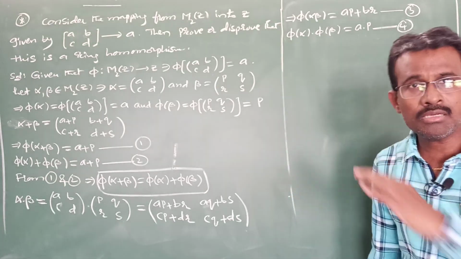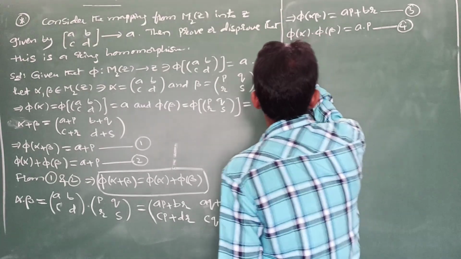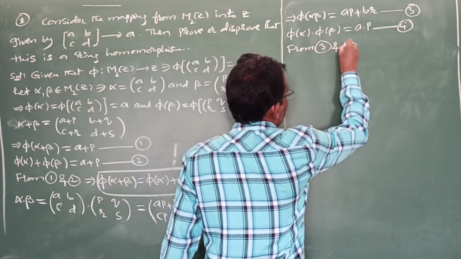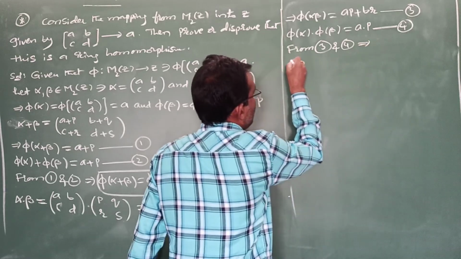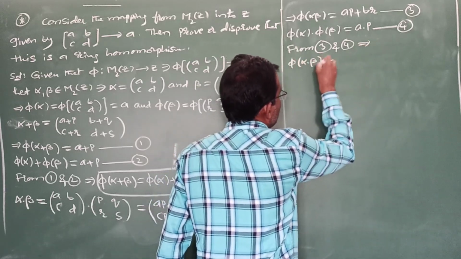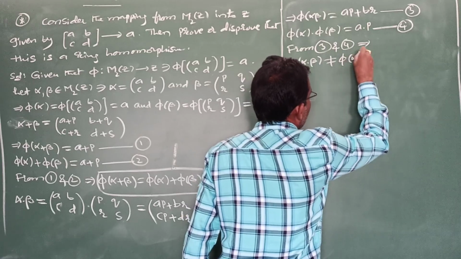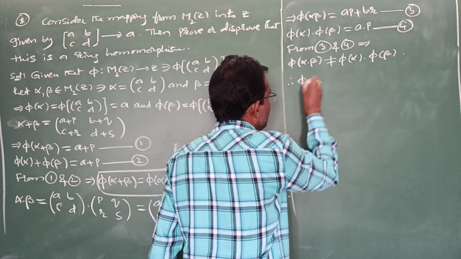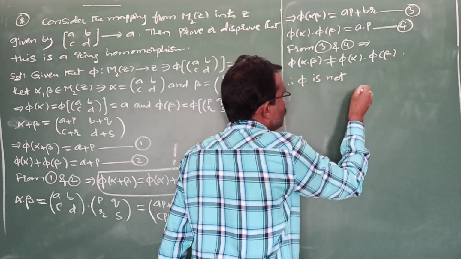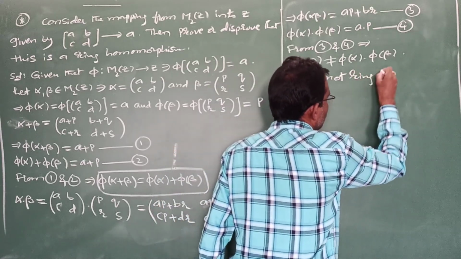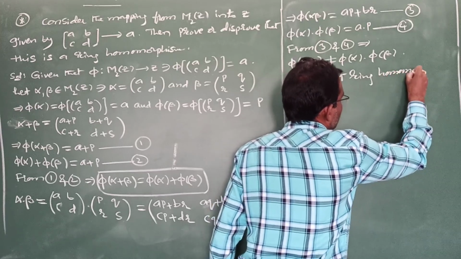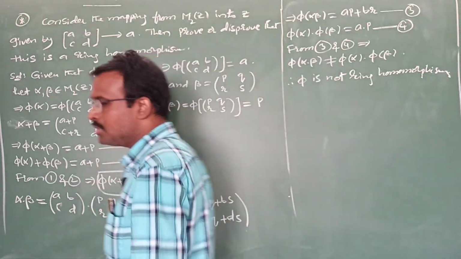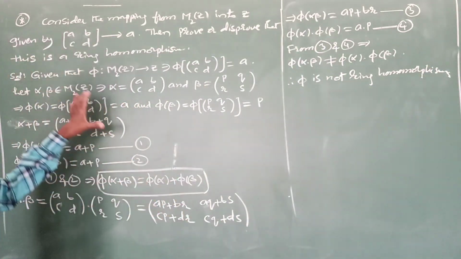Therefore, phi is not a ring homomorphism. That conclusion I am writing here now. From 3 and 4 it implies phi of alpha into beta is not equal to phi of alpha into phi of beta. Therefore, phi is not a ring homomorphism. In the question, what did they ask? Prove or disprove; they asked us to verify. It is not a ring homomorphism. This is about your new question.